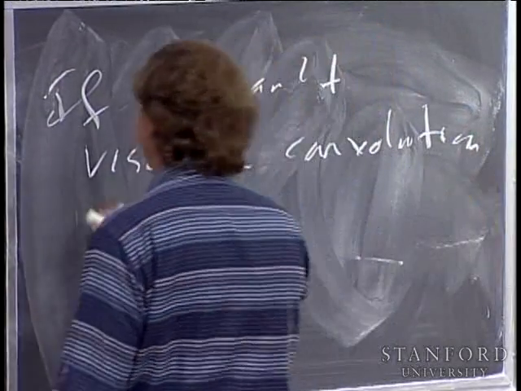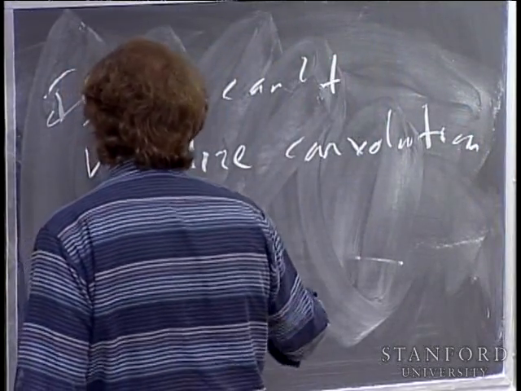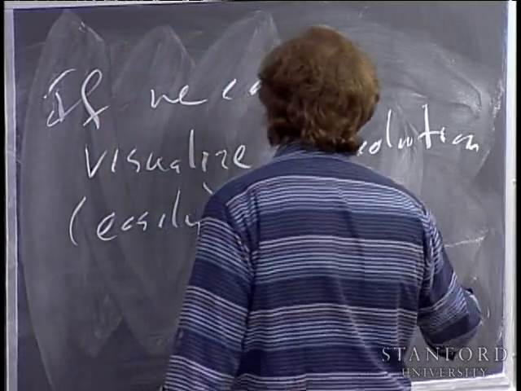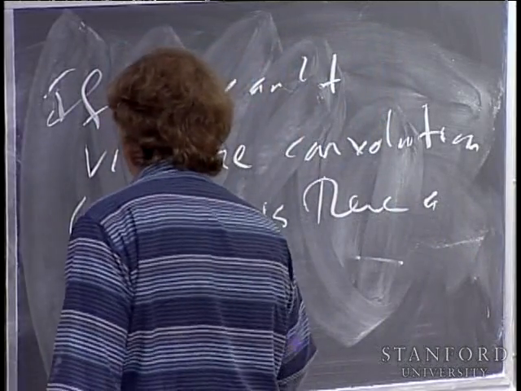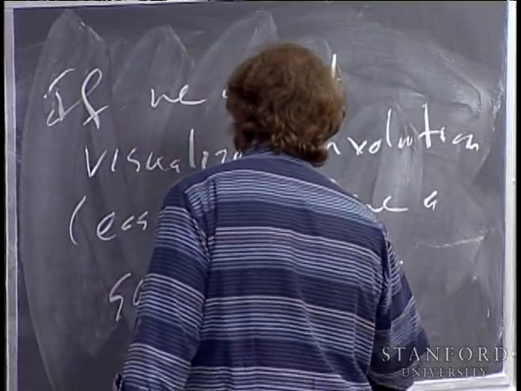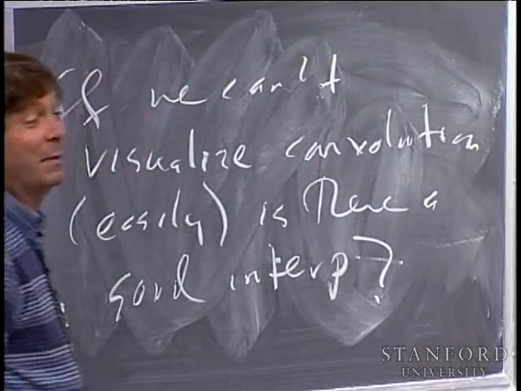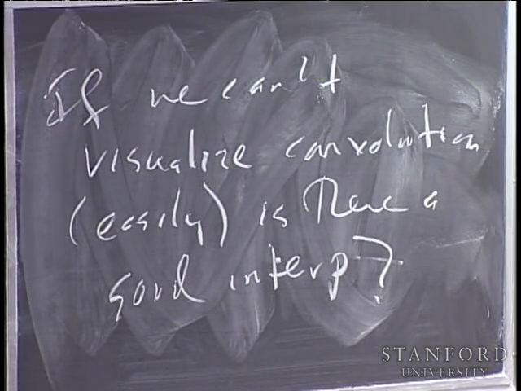Convolution easily. Is there a good interpretation? All right. How do you think about convolution? What is convolution really? I mean, you can write down the formula as the integral, but how do I think about that?